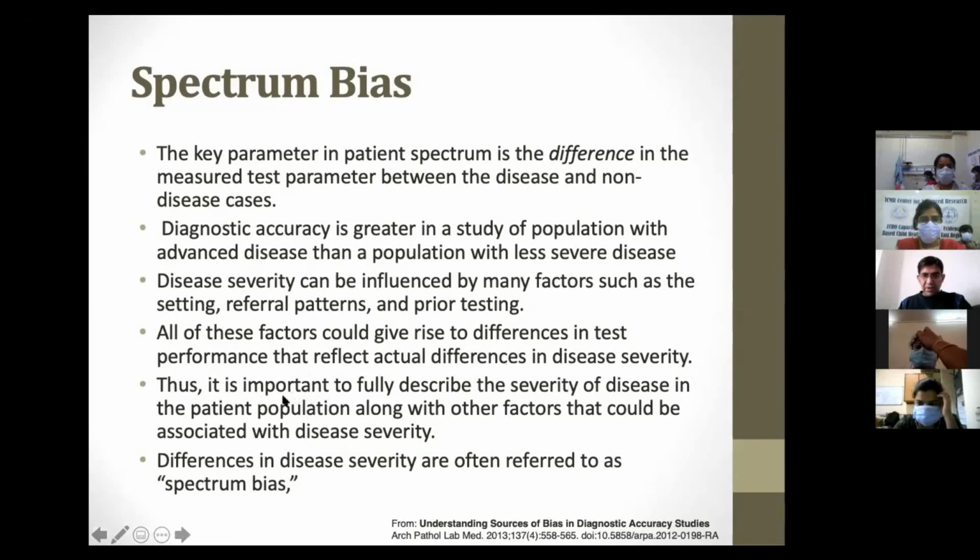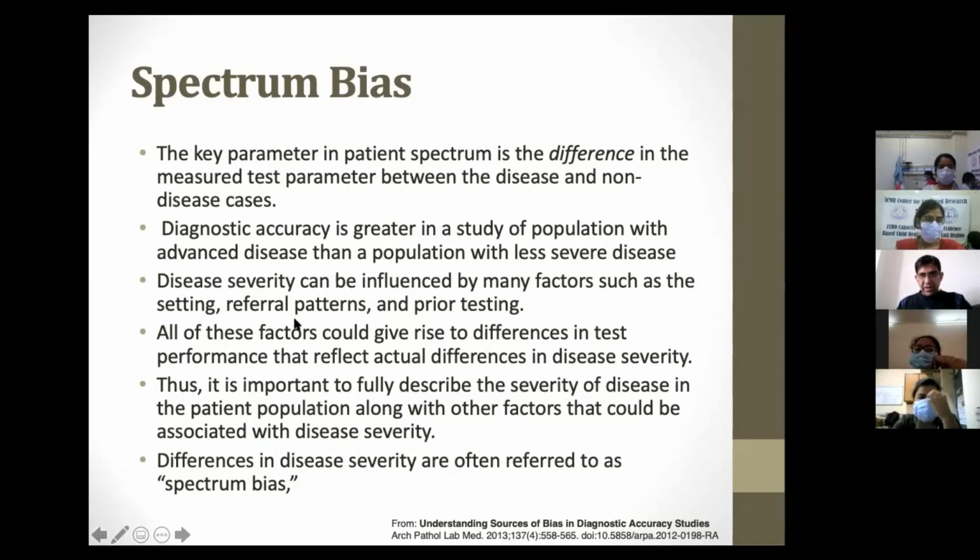So it is important, therefore, to fully describe the severity of disease in the patient population along with other factors that could be associated with disease severity. And this difference in the disease severity is referred to as spectrum bias.